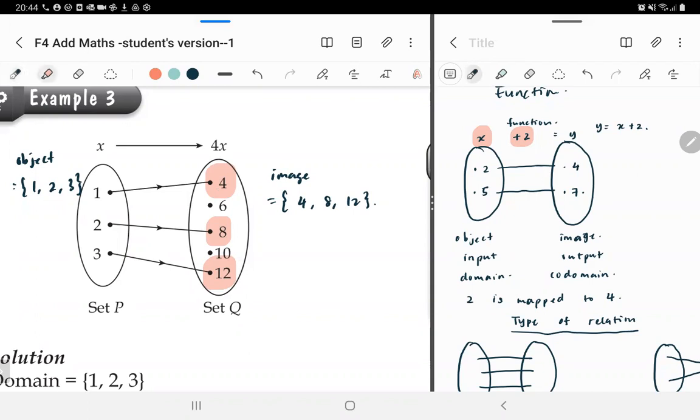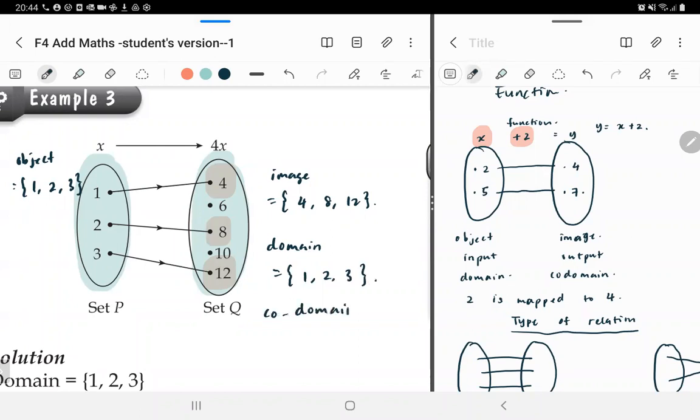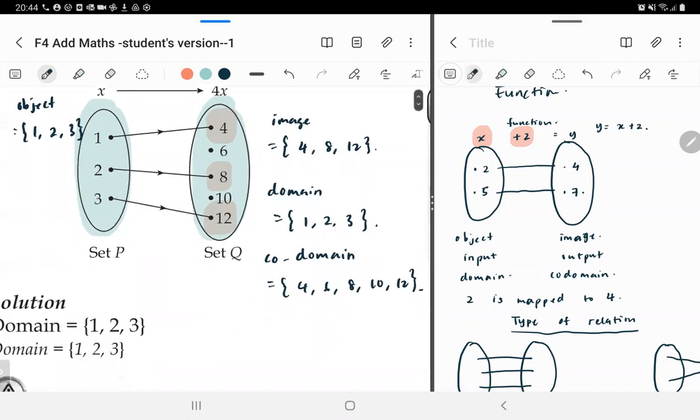Okay, so this whole circle, we call it domain, and this whole circle of the items here, we call it codomain. So we will write domain as 1, 2, and 3, and then codomain as 4, 6, 8, 10, and 12. If you notice here, when I write them in a group, I will use this bracket, the twisting bracket, and closing bracket like this also. These indicate that they are in a group.